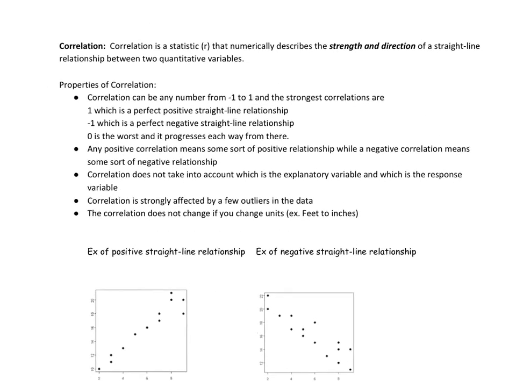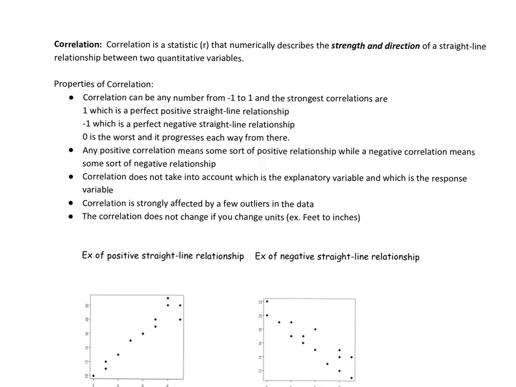So now is where we're going to tie this back into correlation. Correlation is a statistic. It's a value we represent by the letter R that describes the strength and direction of a straight line relationship between two quantitative variables. So a linear relationship. When we talk about correlation, it's a number between -1 and 1.